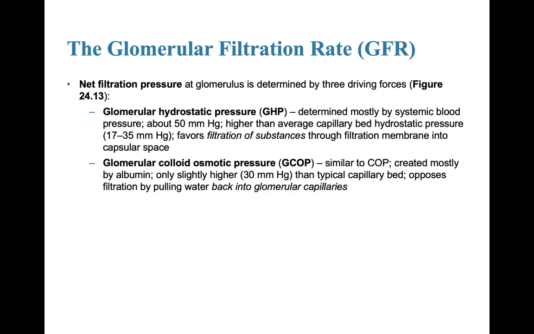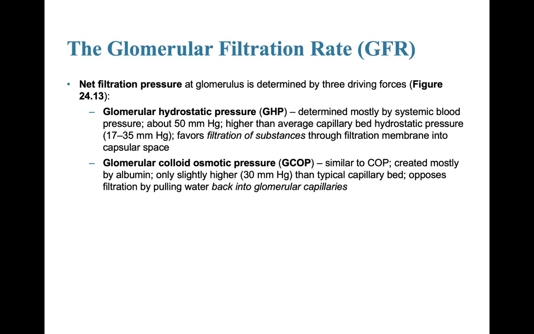So the net filtration of the glomerulus is determined by three driving forces. The glomerular hydrostatic pressure, which is determined mostly by systemic blood pressure. It's about 50. Higher than average capillary beds, the hydrostatic pressure that you typically see in a capillary is somewhere between 17 and 35. But this higher pressure actually favors filtration of substances through the filtration membrane into the actual capsular space.